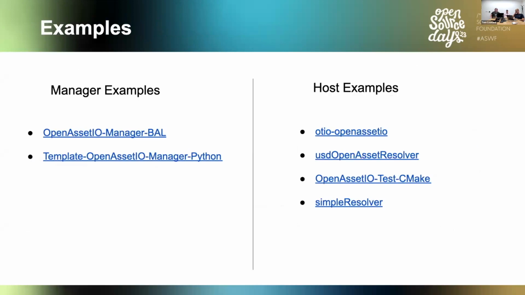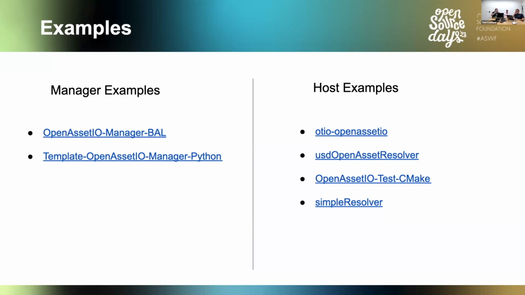As OpenAssetIO is a project where you have a manager and a host, you need examples of both. And here is a listing with links, if the slides are available later, of all the current available examples that we have. We are a bit saddened to see the manager side so small, but it is understandable. It's a bit of a chicken and egg problem. You want the host to get a lot of managers, you want a lot of managers to get a lot of hosts. And even building a toy manager is hard.